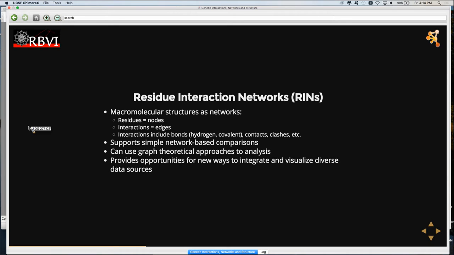And then finally, this provides opportunities for integration. If I have a network view, then maybe what I could do is bring in other kinds of networks. A network is a network. I can mix networks of proteins maybe with networks of individual proteins. What might that allow me to do? What kinds of new visualizations, what kinds of new analytical techniques can I come up with?